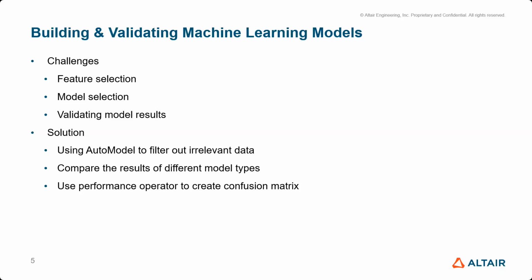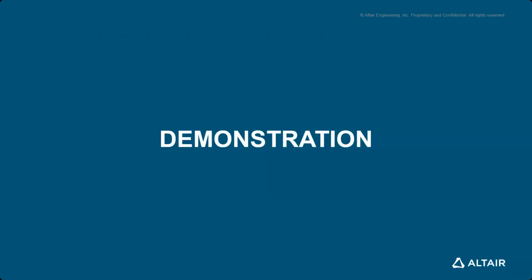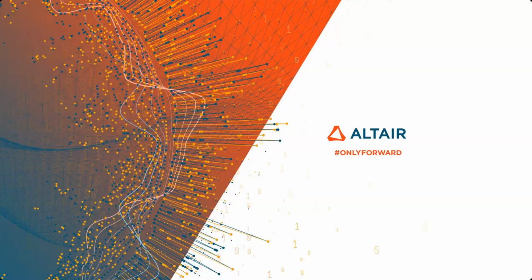So by using AI Studio, you can use Auto Model to not only help filter out any irrelevant data, but also to help compare the results of different model types to find you the best one. You can also create a confusion matrix to help interpret the results of your model as well. All right, so we're going to go ahead and go into the demonstration.